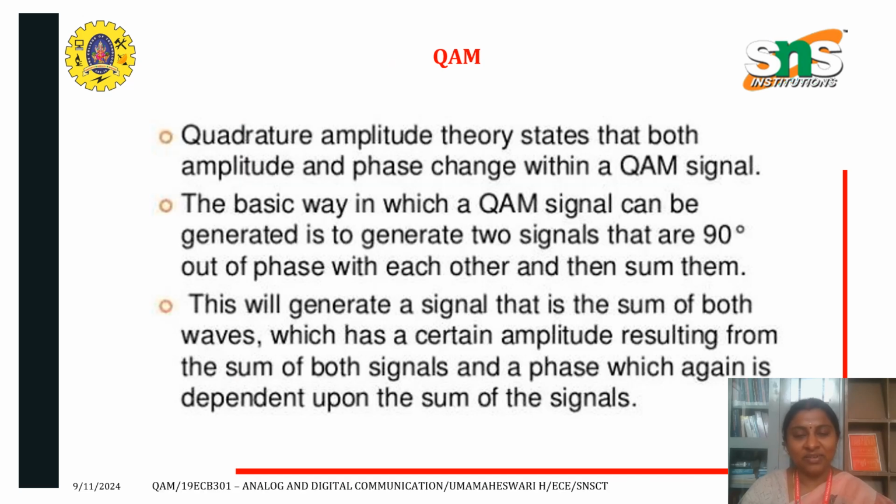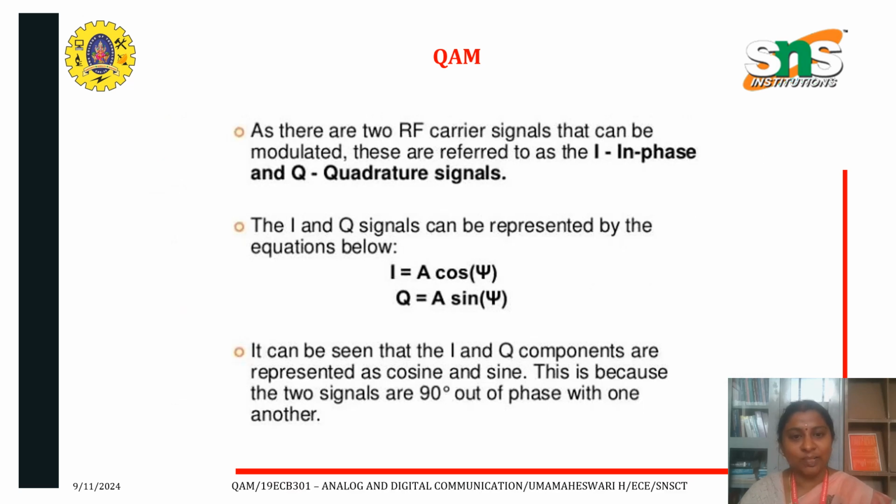The basic way in which a QAM signal can be generated is to generate two signals that are 90 degrees out of phase with each other and then sum them. This will generate a signal that has a certain amplitude resulting from the sum of both signals, and a phase which again is dependent upon the sum of the signals.